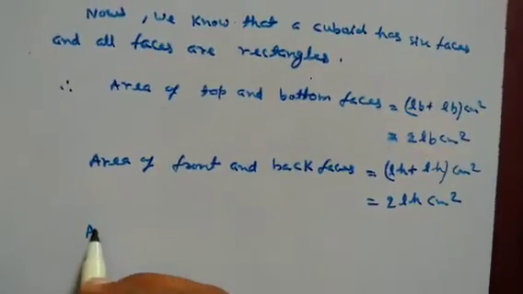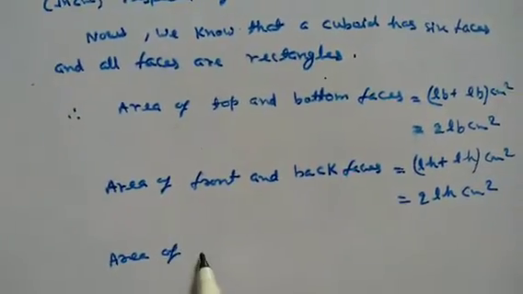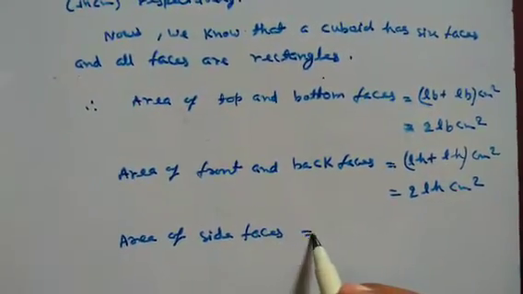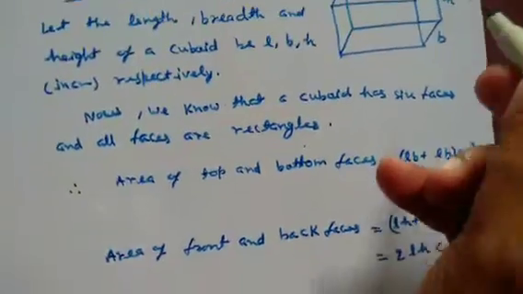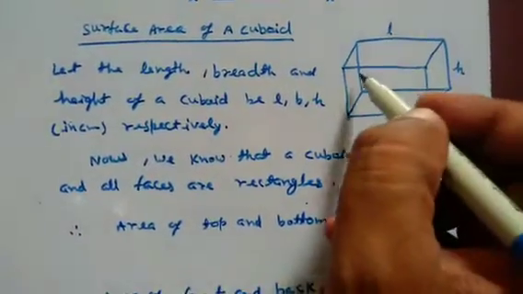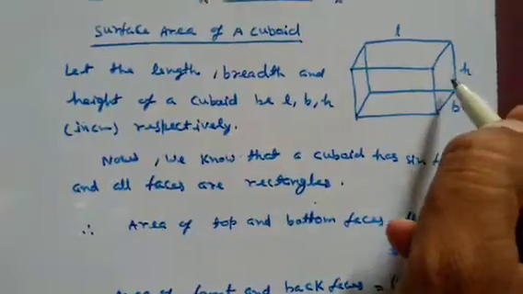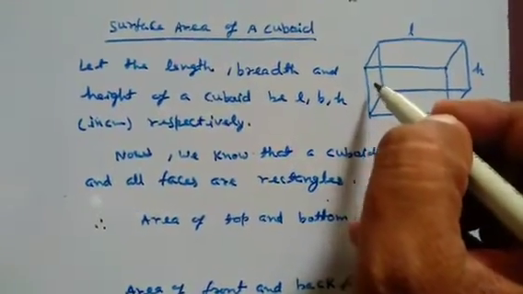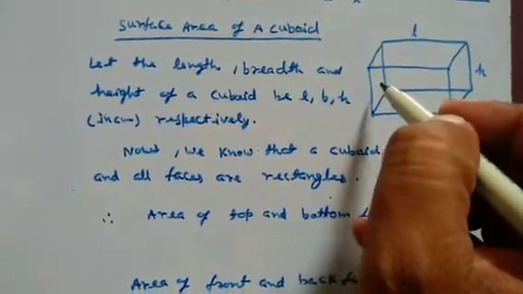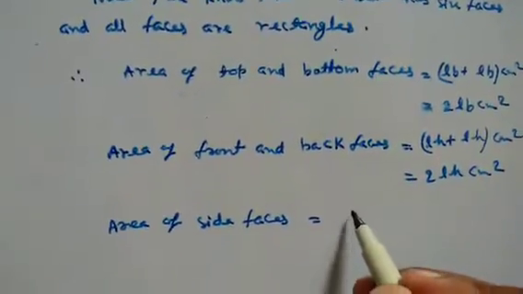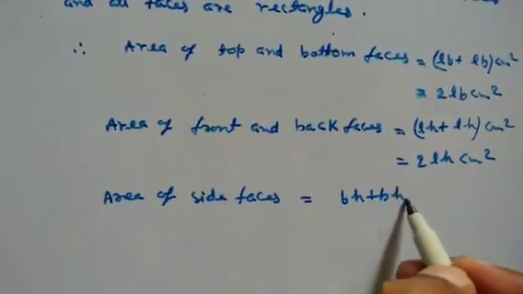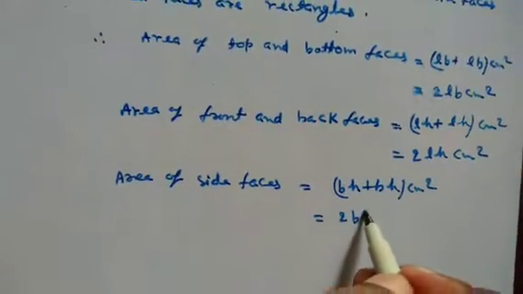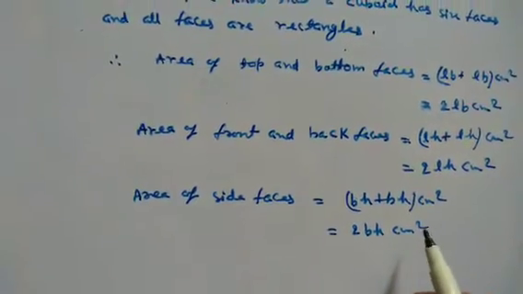Again, the area of side faces. The side faces are this and this. So the area of this side face is B into H and the area of this face is also B into H. So BH plus BH centimeter square, equal to 2BH centimeter square.